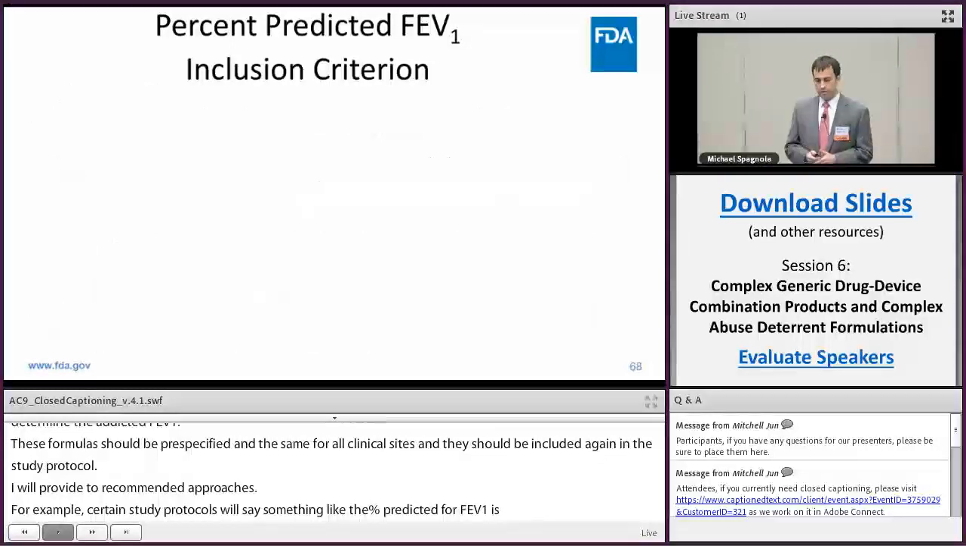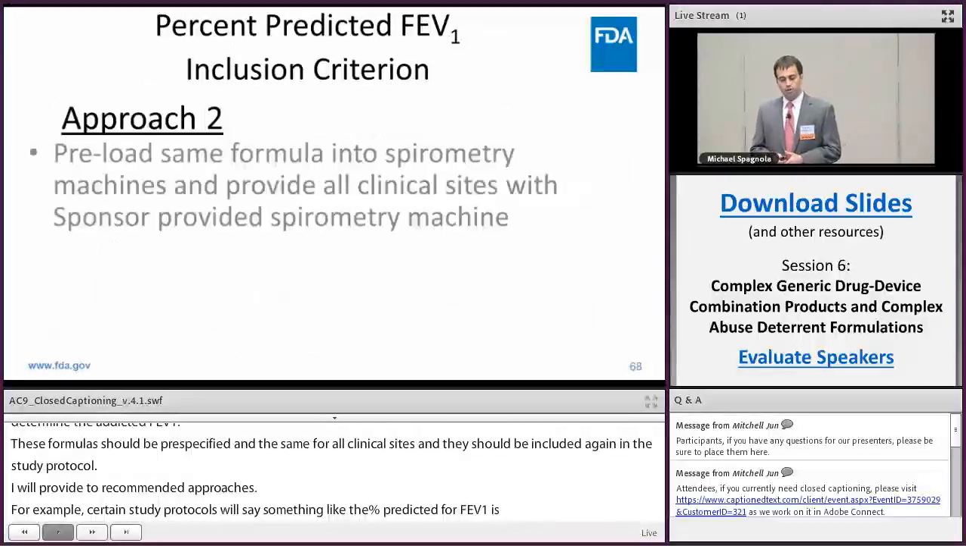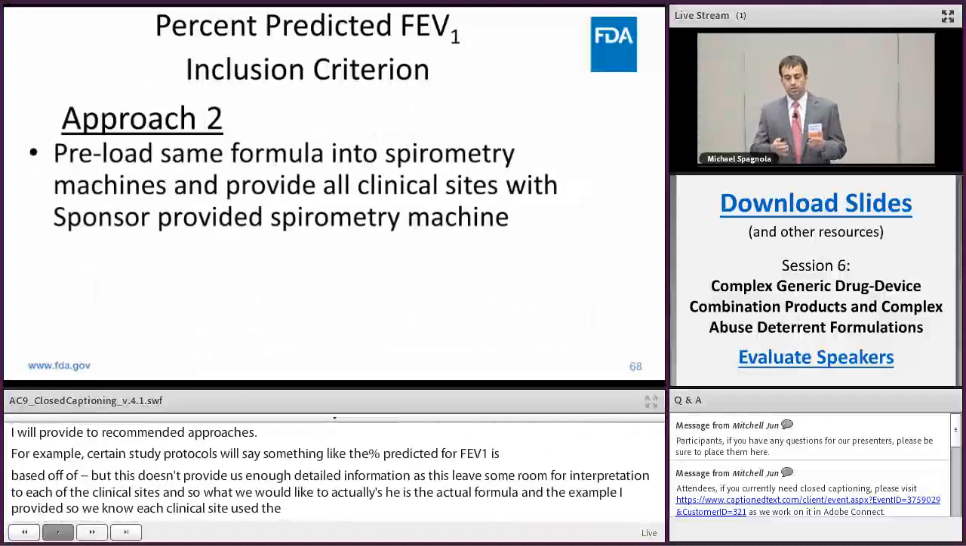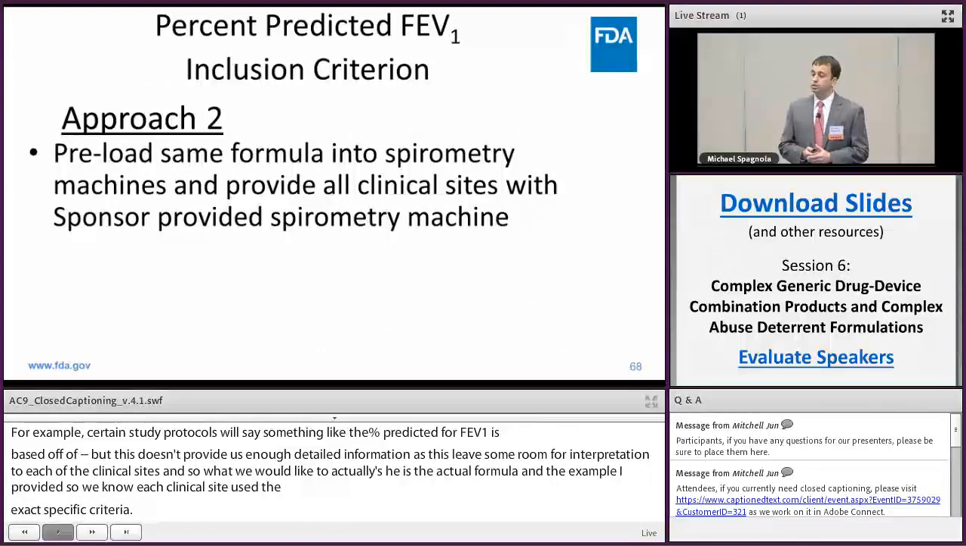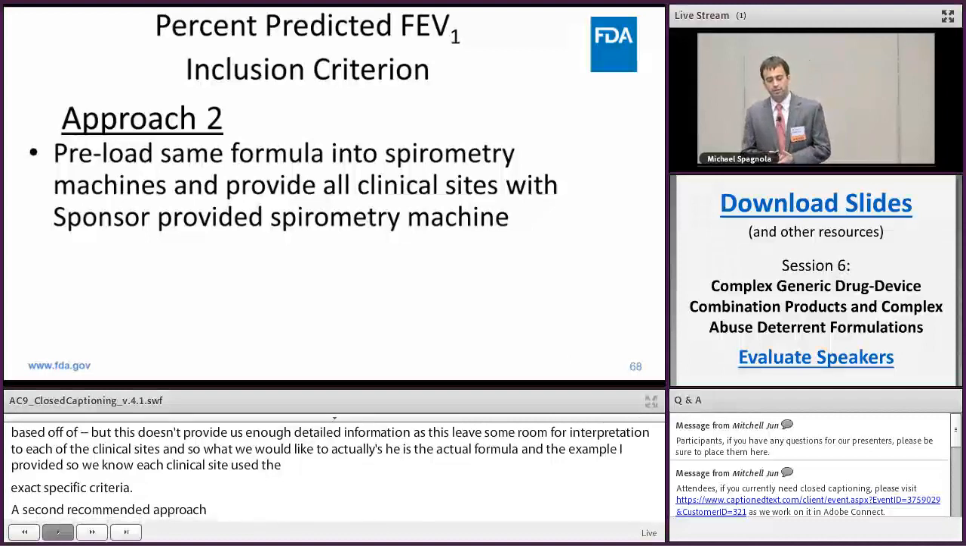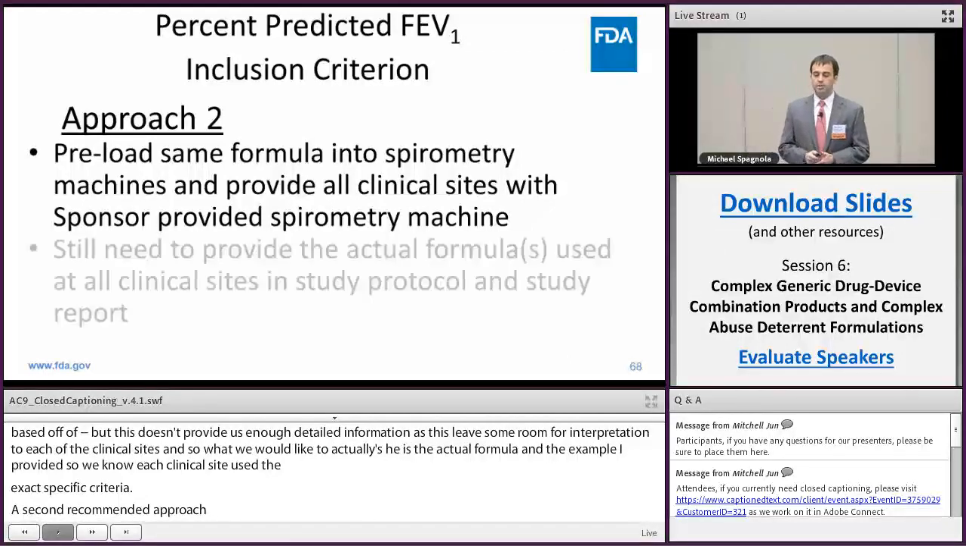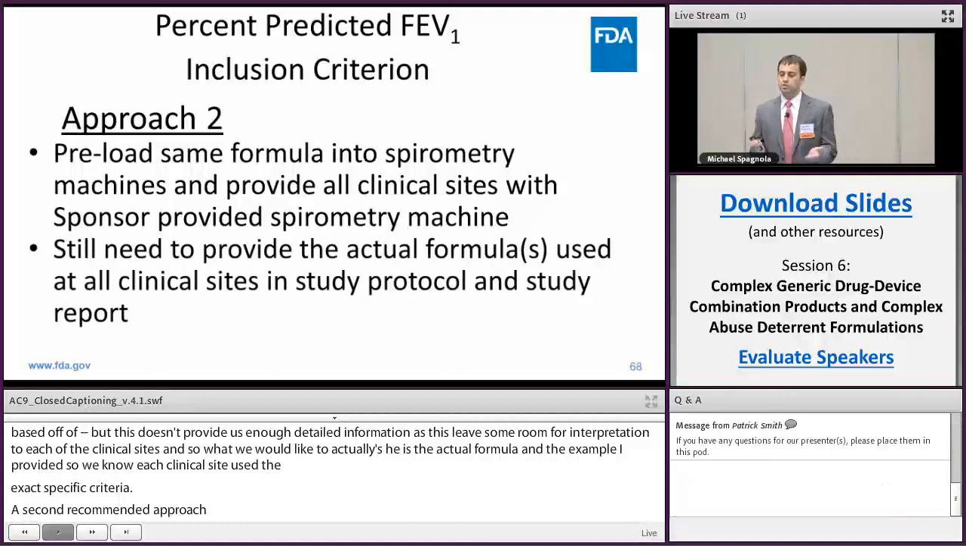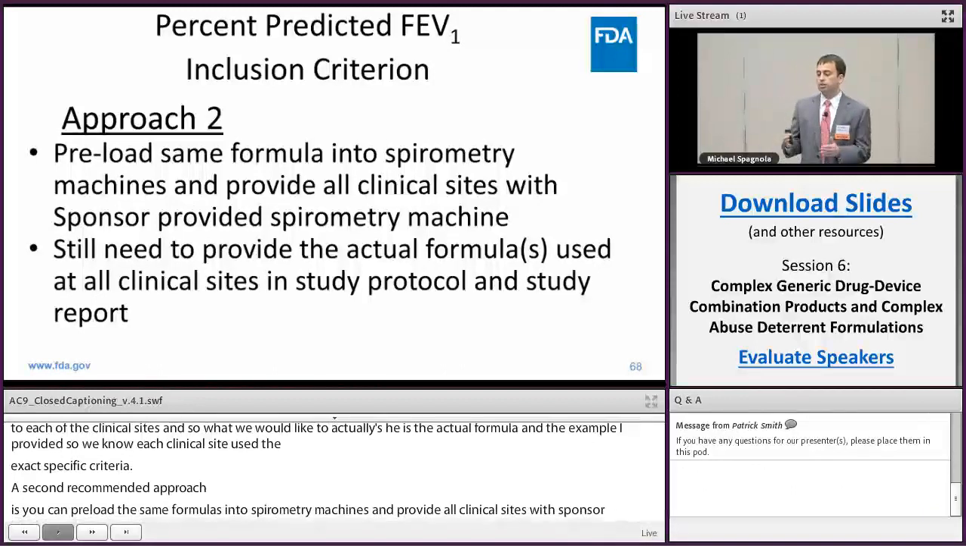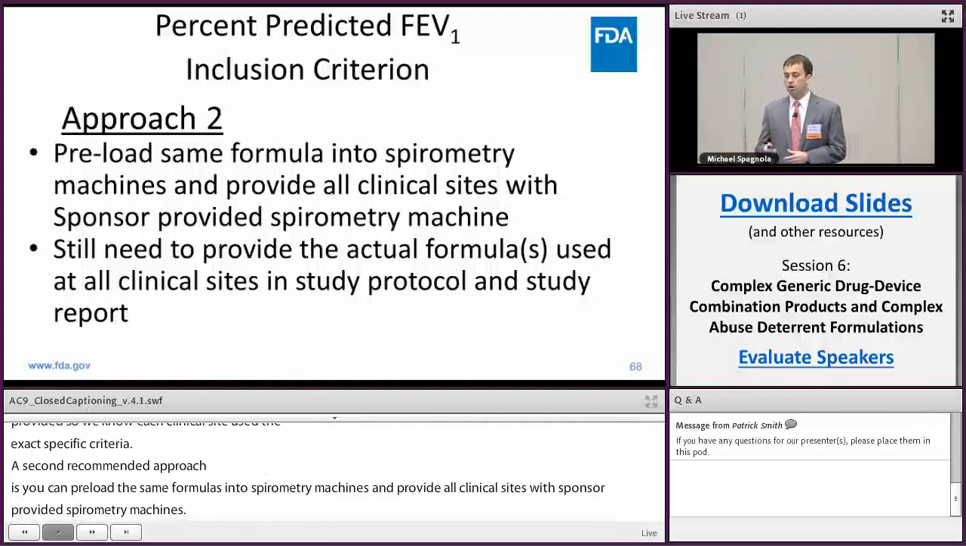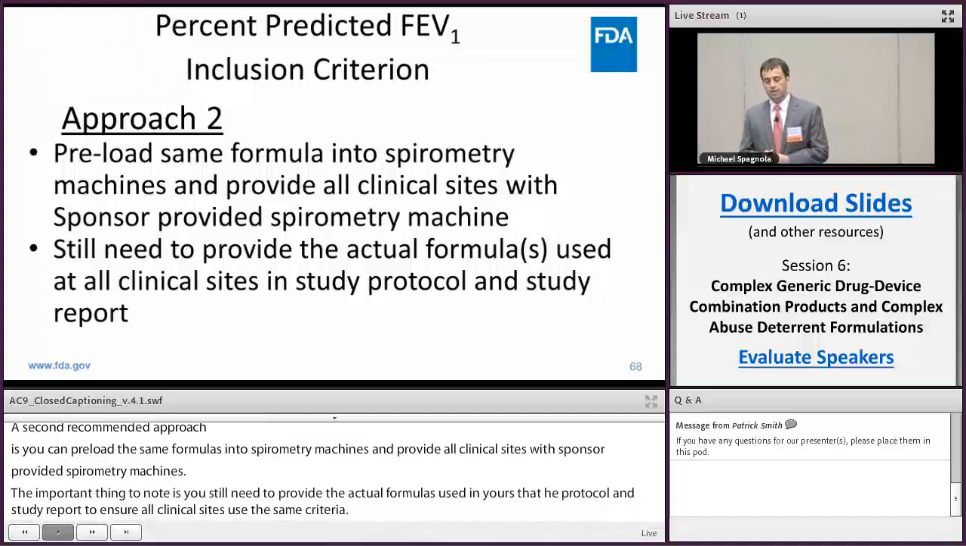A second recommended approach is you can preload the same formulas into spirometry machines and provide all clinical sites with sponsor-provided spirometry machines. But the important thing to note is you still need to provide the actual formulas used in your study protocol and your study report to ensure that all clinical sites use the same criteria. And again, this limits the room for interpretation by different clinical sites.